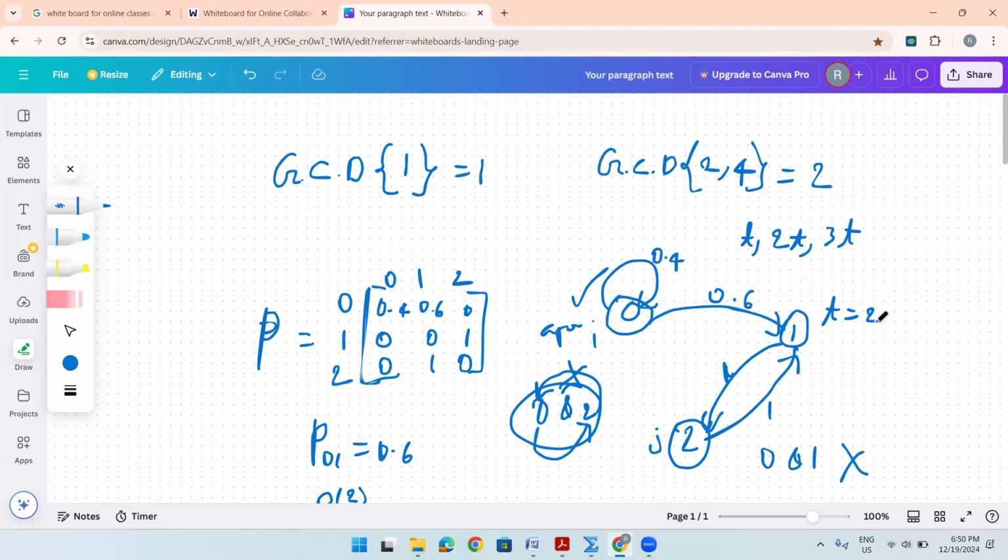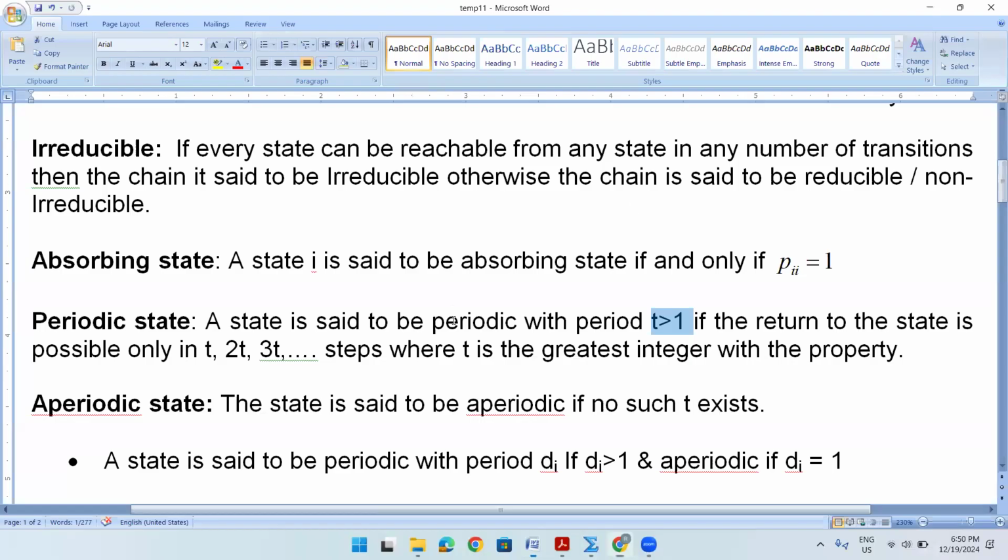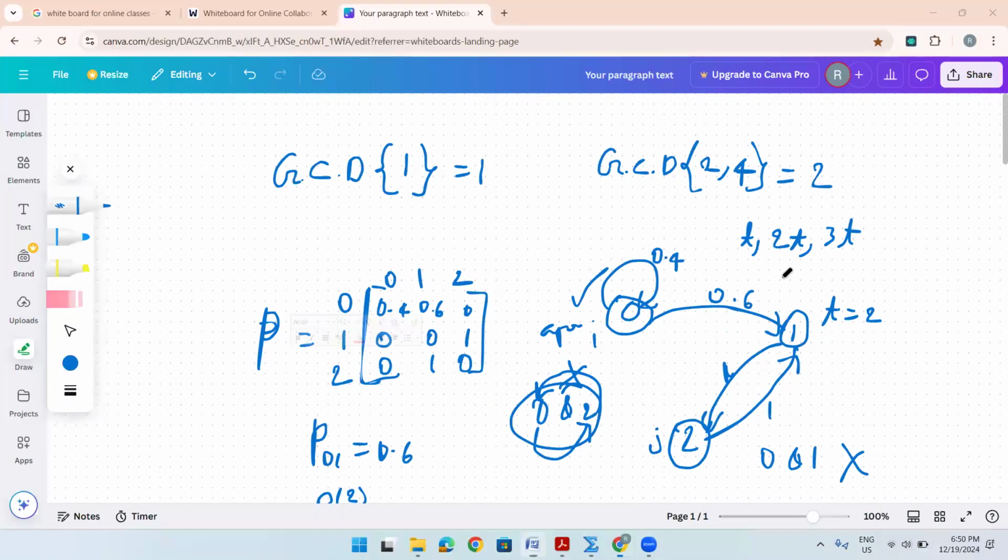So here in this case, t is equal to 2. In two transitions, or 4, 6, like this, we can move. We have to find the GCD of all of them. So a state is said to be periodic with the period t if t is greater than 1. If it is equal to 1, that is aperiodic. We start from that state and have to return back to the state. Returning to the state is possible only in t, 2t, 3t steps, and here we can find 2, 4, 6, 8.